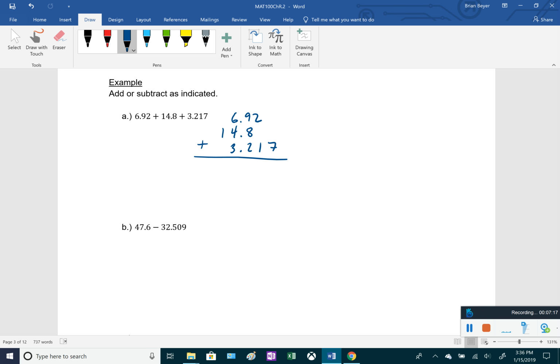So I'm going to attach zeros. I'm going to put a 0 here, a 0 here, and a 0 here. So now they're all the same length, and we're just going to add straight down the column. So we get 0 plus 0 plus 7, 2 plus 0 plus 1, 9 plus 8 plus 2 is 19. So put the 9 down, carry that 1. Then we have 1 plus 6 plus 4 plus 3, which is 14. Put the 4 down, carry the 1, and we get 1 plus 1 is 2. So we get 24.937. That is going to be our final answer.